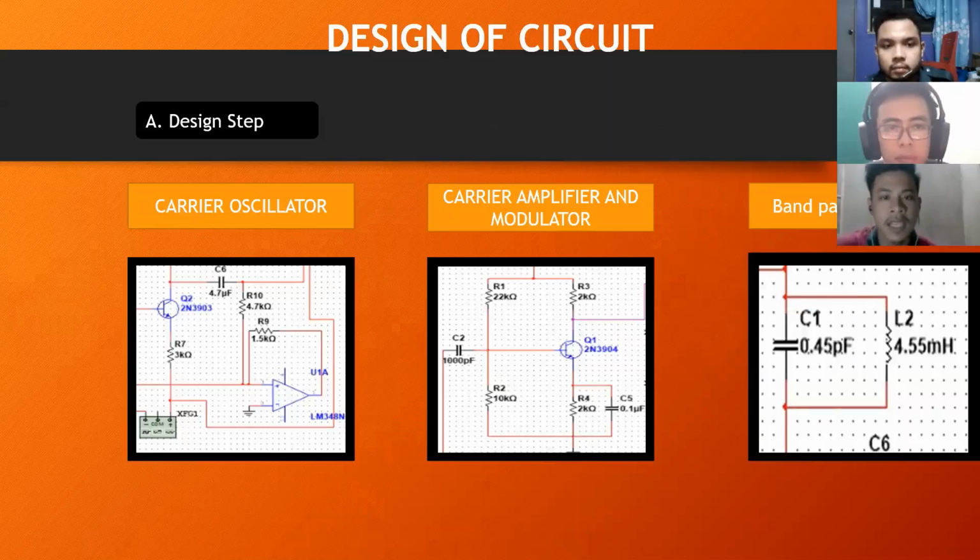Next is the design of the circuit. The first figure shows the carrier oscillator. The second is the carrier amplifier and modulator. The third is the band pass filter.